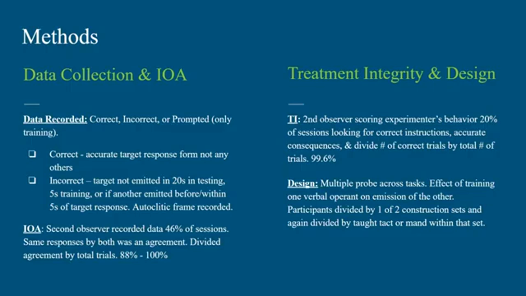For IOA, a second observer recorded 46% of the sessions, and that total was 88 to 100%. And for treatment integrity, a second observer scored the experimenter's behavior for 20% of the sessions, looking for correct instructions and accurate consequences, and that was 99.6% accuracy. The design was a multiple probe across tasks, looking at the effect of training one verbal operant on the emission of another.